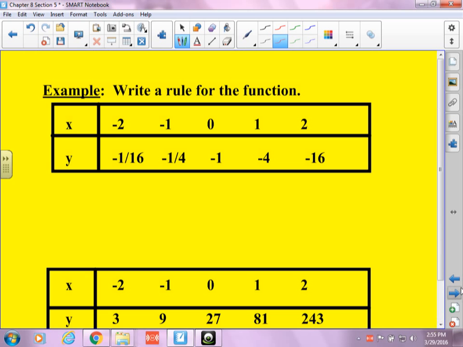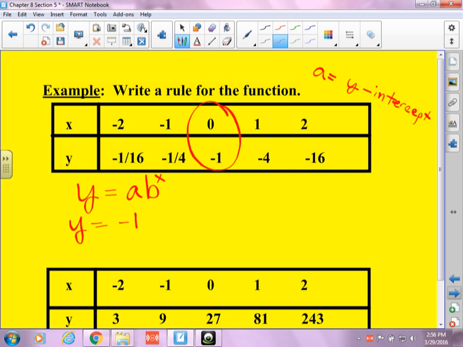So let's take that fact and go a little bit further. We're going to write a rule for each one of these functions. Again, we're going to have it in the form y equals ab to the x. We're going to look at the a first. The a is the y-intercept. So I'm going to take the y value that is paired up with the 0 for x. So a is your y-intercept. I'm looking at the 0 for x and checking to see what y is. So this ends up being y equals, I'm going to plug in -1 for my a.